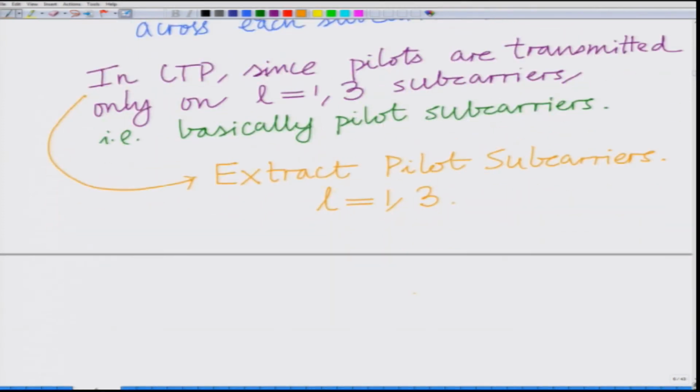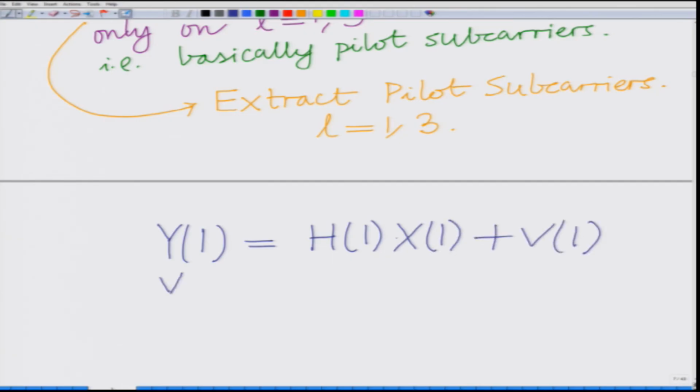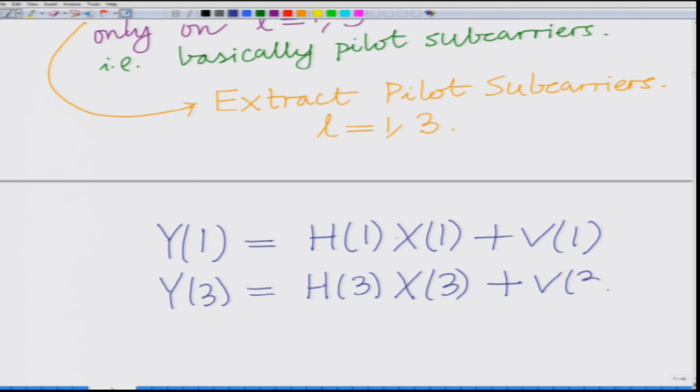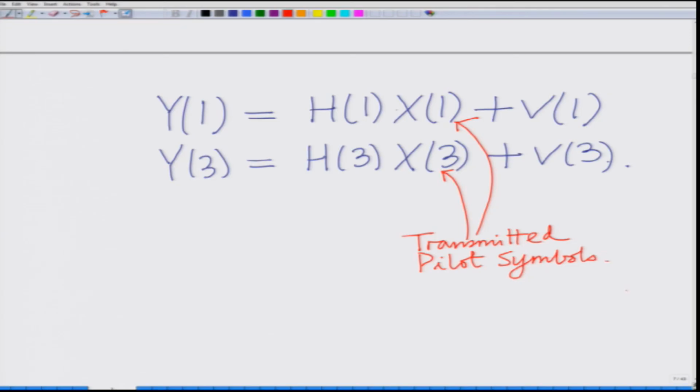Once we extract the pilot subcarriers, the corresponding model for the pilot subcarriers is Y1 equals H1 times X1 plus V1, and Y3 equals H3 times X3 plus V3. Remember, these X1 and X3 are your actual transmitted pilot symbols. These can now be used for channel estimation, and Y1, Y3 are the corresponding pilot outputs on the pilot subcarriers. That is important to keep in mind.